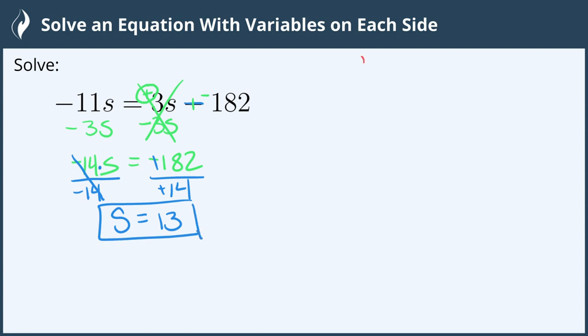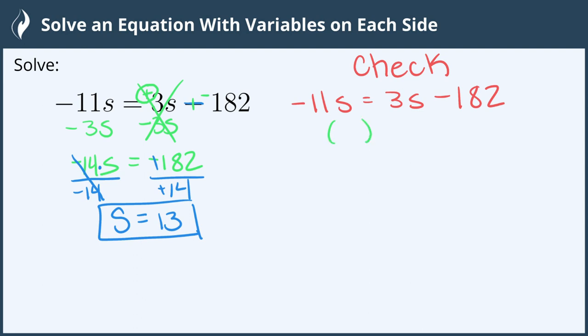We can always check our answer by substituting what we got for the variable into the original equation. Negative 11s equals 3s minus 182. To do that, we need to substitute the 13 in for every variable, and we always use parentheses to clearly indicate the signs and the operations between all of the numbers. So we copy everything down.